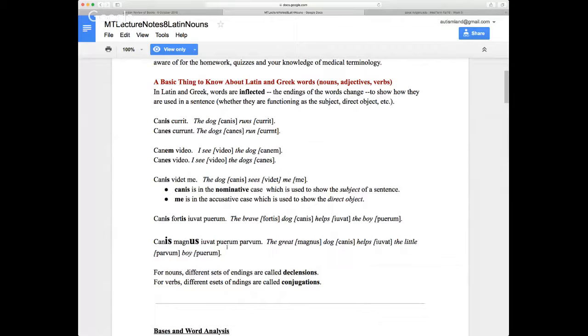But the main thing for you to get out of this is that Latin nouns and verbs, their meaning in a sentence shifts based on their endings. There are many sets of endings for nouns in Latin. They're grouped into something called declensions. And there are many different sets of endings. I will fix some of these typos. For verbs, these are called conjugations.